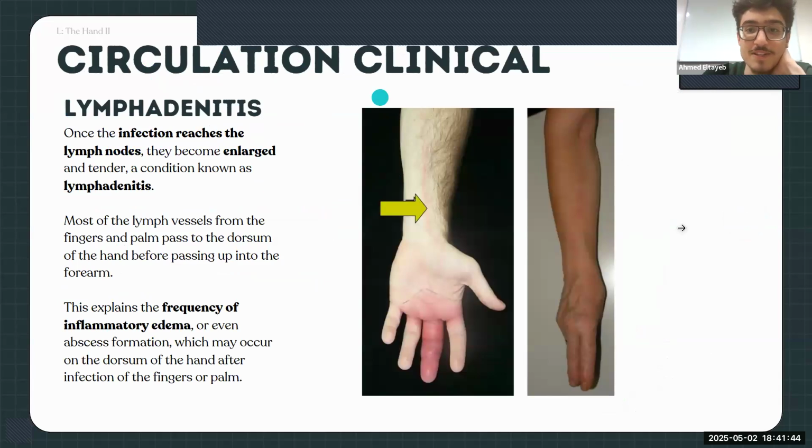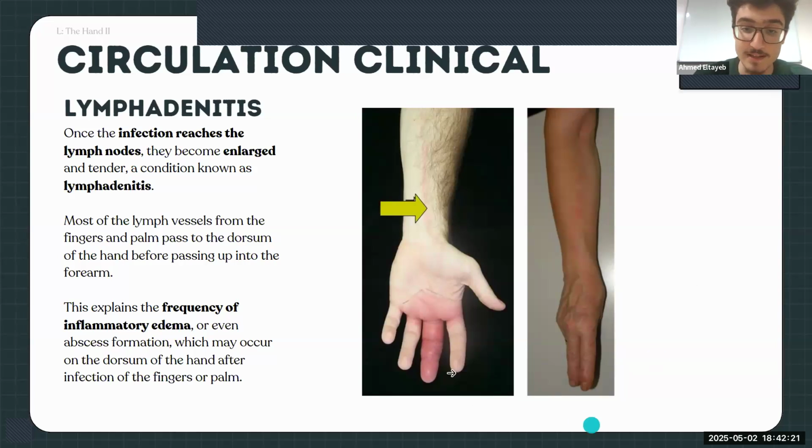Lastly, we have some clinical scenarios. Not scenarios, but circulation clinicals. One is lymphadenitis, which is basically just infection reaching the lymph nodes. They will enlarge, they will become tender, and they will be very prominent. And we call this lymphadenitis. This would explain the frequency of inflammatory edema and even abscess formation. All of these words you don't really know much of. It's mainly in second and third year, but what you're responsible to know is how it looks and how it could present.